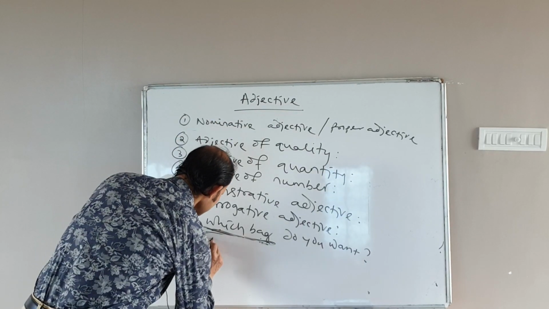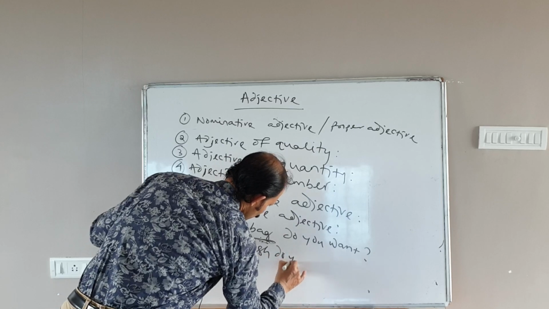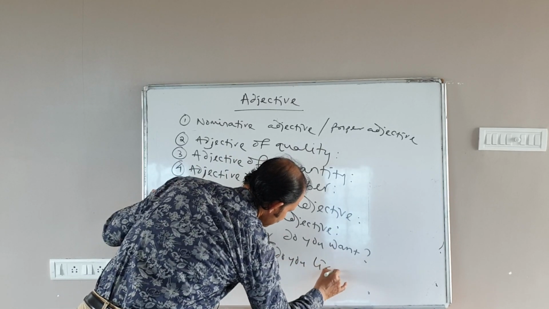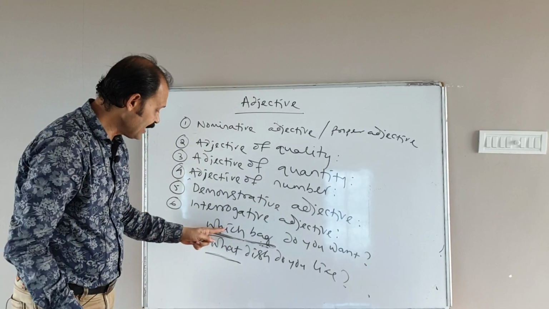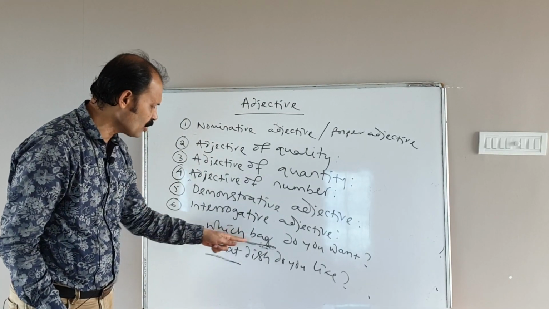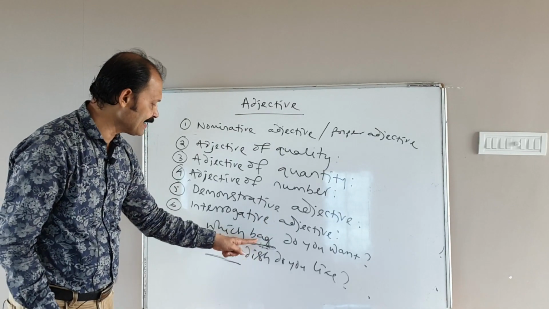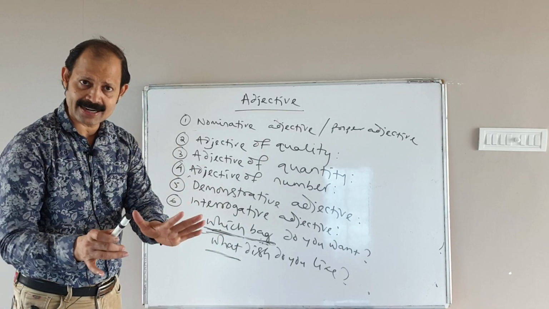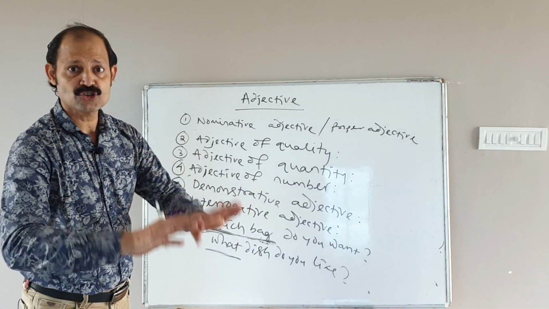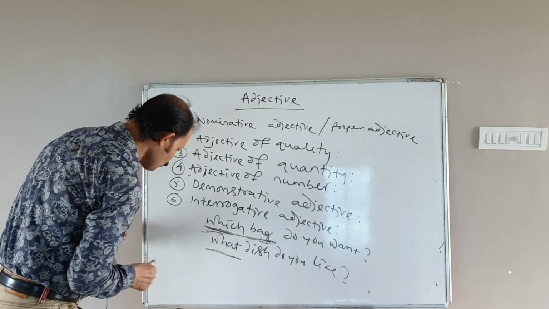Suppose, what dish do you like? Here what is an interrogative adjective. So if such interrogative words occur in a noun phrase describing the noun in an interrogative way, they are interrogative adjectives. But remember, if such words occur in isolation, not with the noun but substituting the noun, then they are interrogative pronouns. How? I am telling you one sentence.